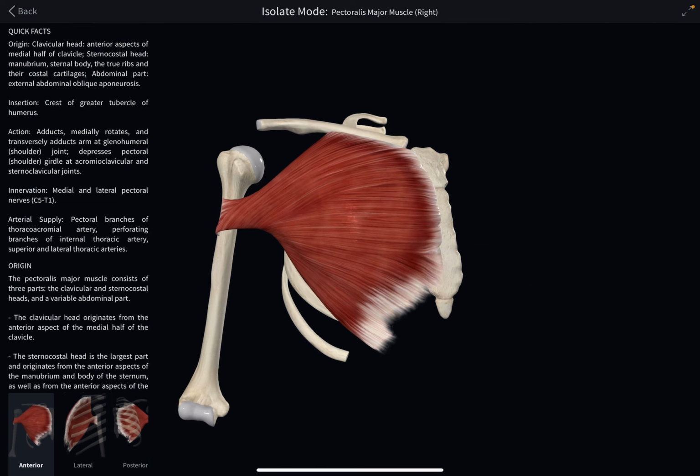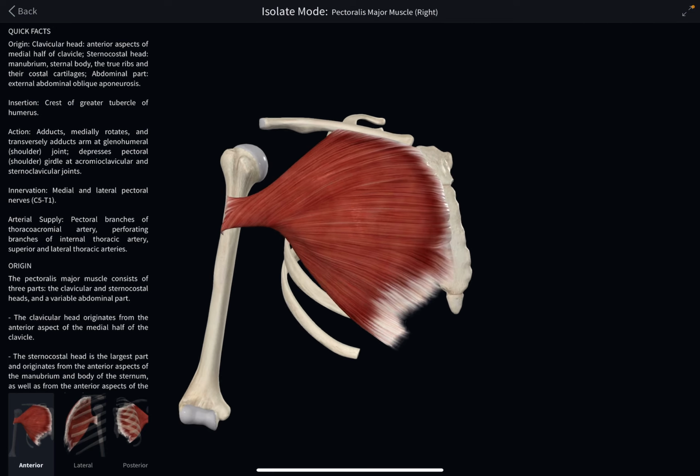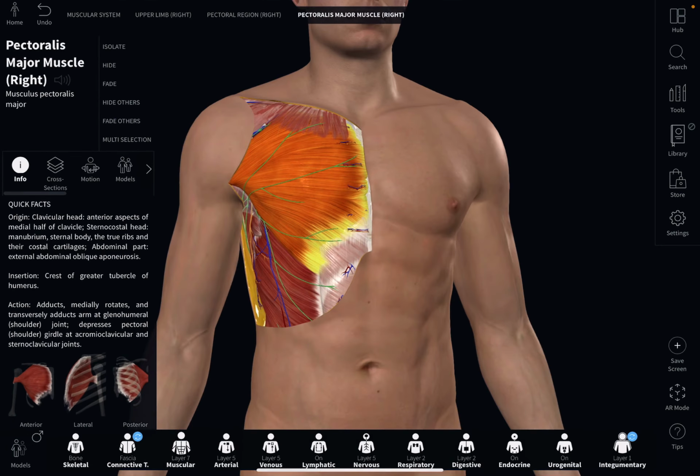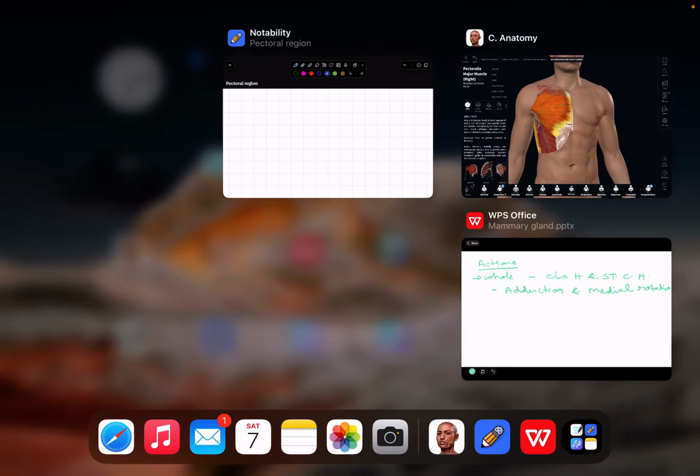Or you can ask your friend to push your arm from behind, and you try to extend your arm. So that's the action of the sternocostal fibers, which is extension of the arm against resistance, as in climbing. And also the pectoralis major muscle is an accessory muscle of respiration. So these are the actions of the muscle.